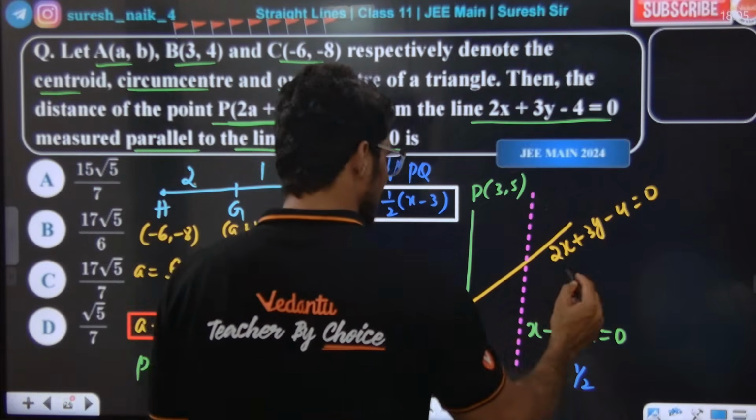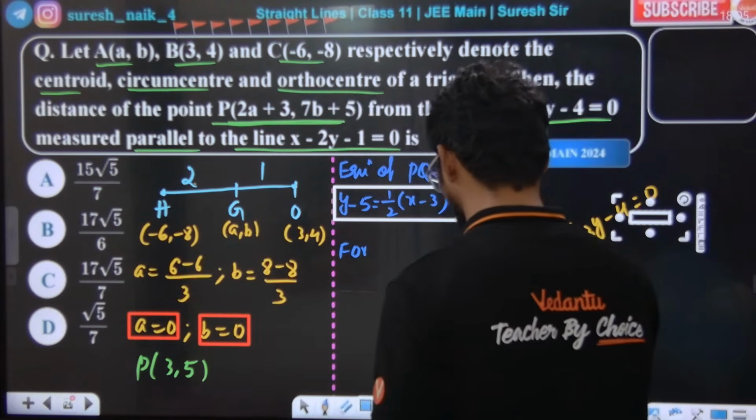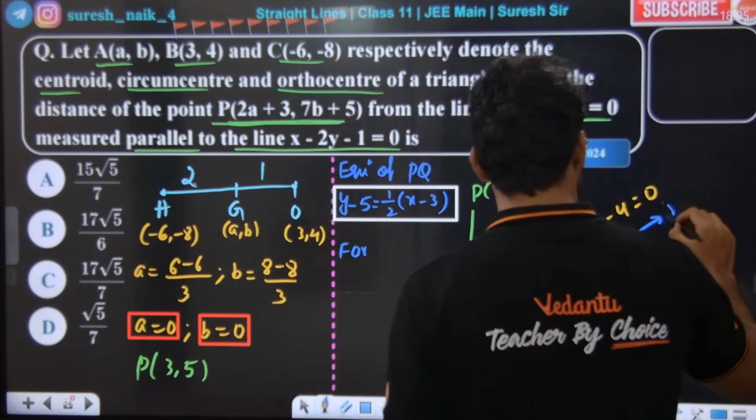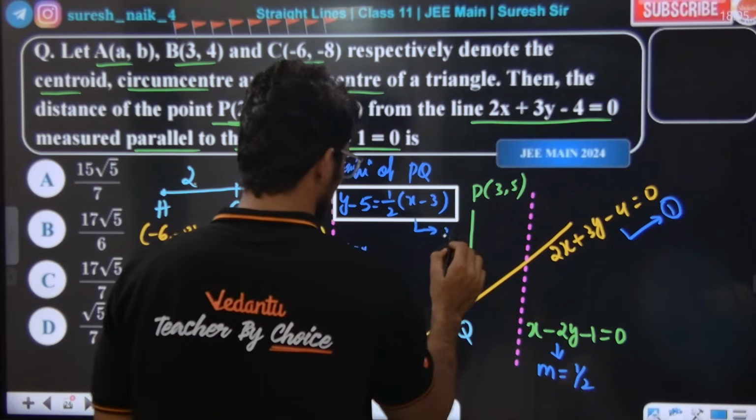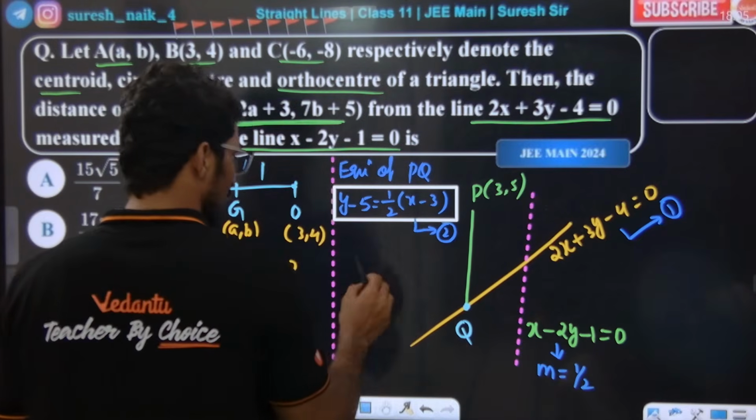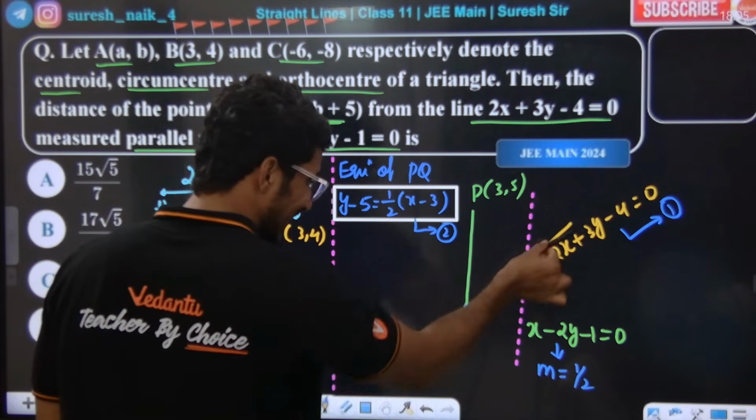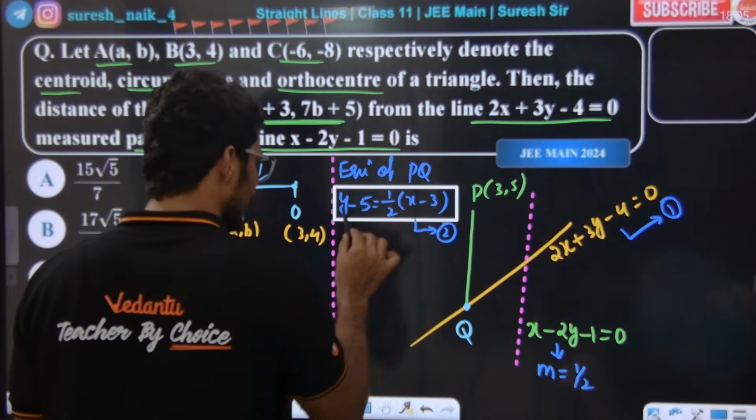Let us take this as equation number 1. This is your equation number 1. This is your equation number 2. Correct or not? Tell me. So what is 1 here? Q is lying on this line. I got the line PQ over there.